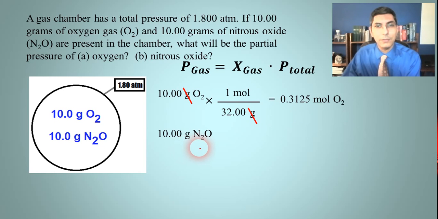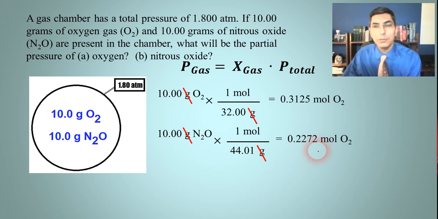We can do the same thing for the nitrous oxide. We take 10 grams of N2O, and we're going to convert it to moles, so grams on the bottom, 1 mole on top. And when we add these atomic masses together, we find that it's about 44.01 for the molar mass. We can cancel grams and divide. It's about 0.2272 moles of N2O. So now we're ready to actually solve the problem.